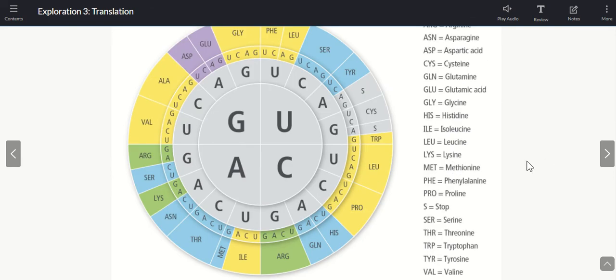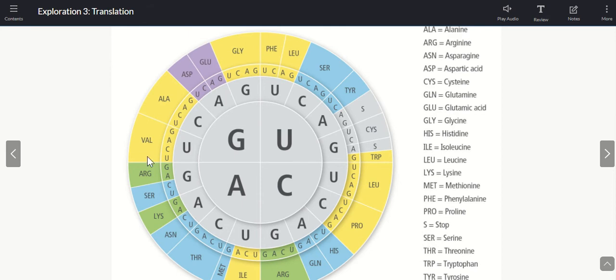Real quick though, before we do that, this is a codon chart. Now there's a couple of different types of charts. This is the circular version of the chart. And in order to figure out which amino acid goes with each codon, the scientists have created a chart like this to help with that process. So in other words, here's how you use it.